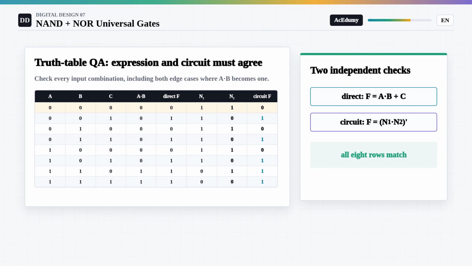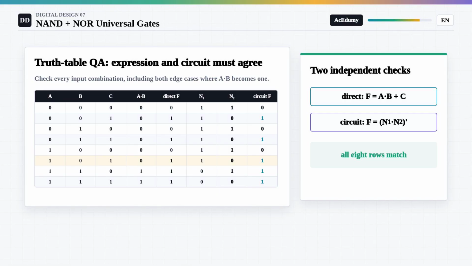A schematic is not finished until its behavior is checked. The table compares the direct expression, AB plus C, with the three internal NAND nodes. For each of the 8 input combinations, compute AB and copy C. Then N1 is the complement of AB, N2 is the complement of C, and the final output is NAND of those two nodes. Every final value matches the direct expression.